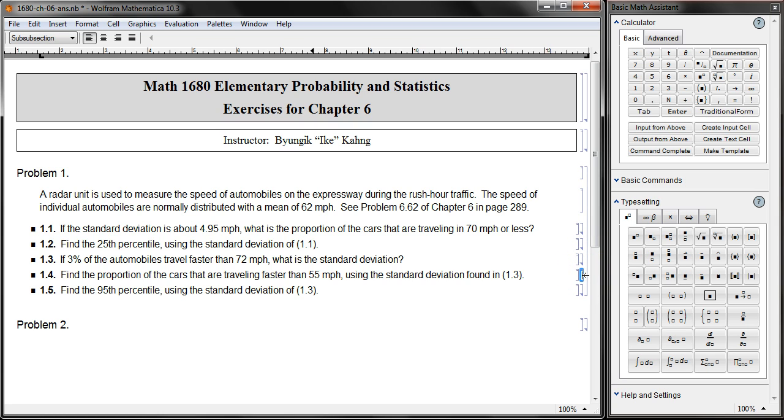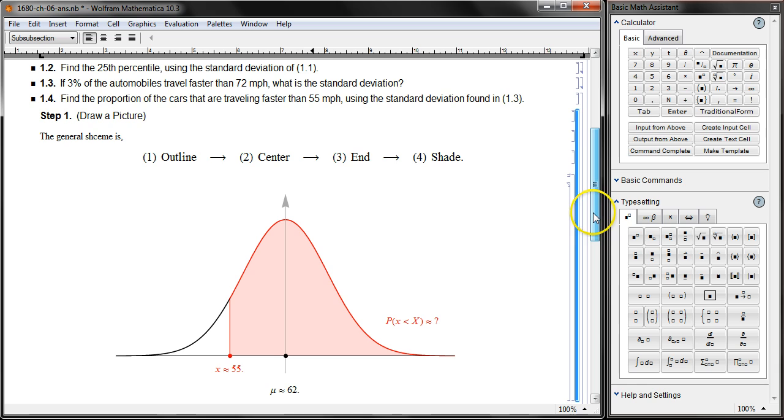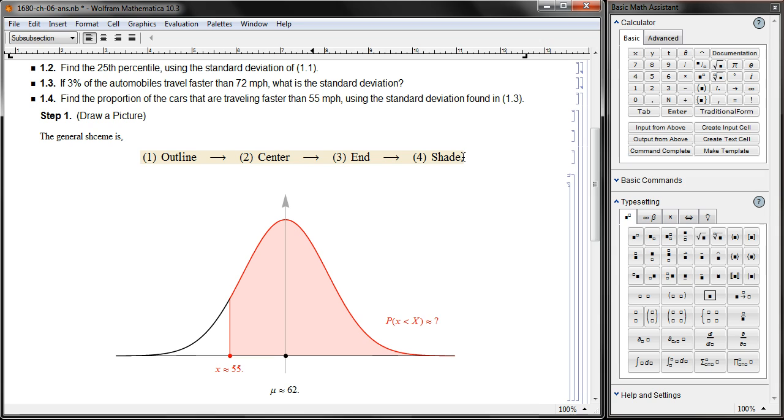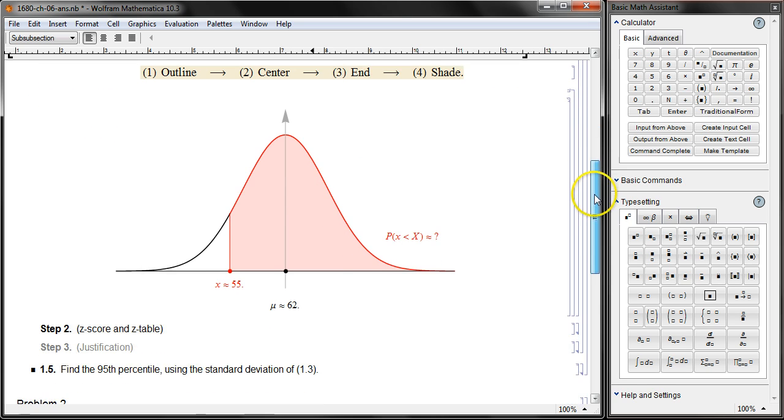Find the proportion of the cars that are traveling faster than 55 miles per hour using the standard deviation of 5.317. Well, here we go. First, draw a picture. 55 miles per hour is a little bit less than 62, so it's on the left-hand side. And traveling faster than, so you have to shade to the right. Just follow this process: outline, center, and shade. We have that, and we have to find this probability to the right using the denominator 5.317.